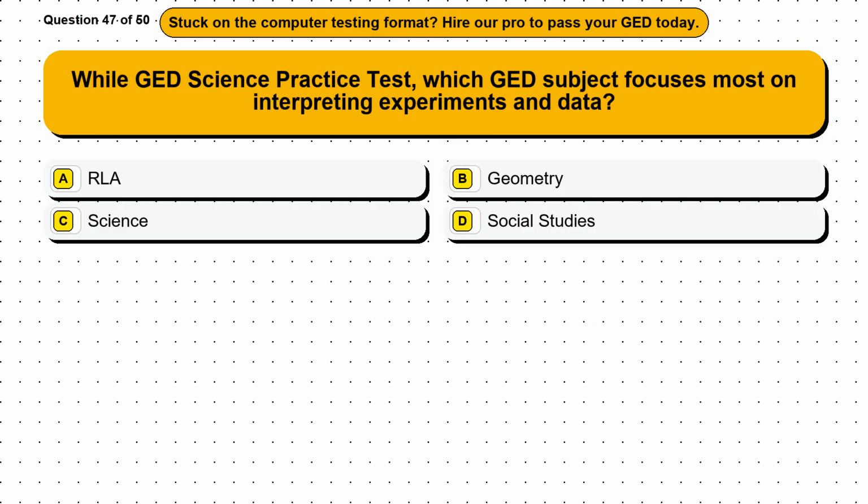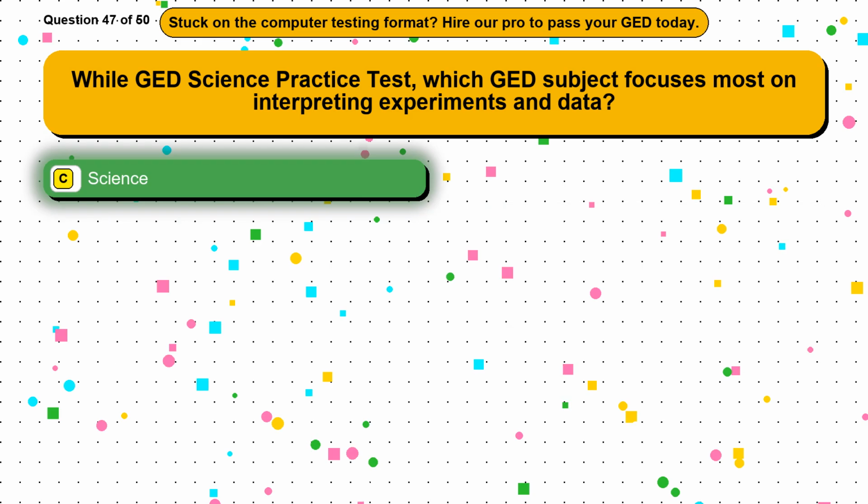Question 47. While GED Science Practice Test, which GED subject focuses most on interpreting experiments and data? Option A, RLA. Option B, Geometry. Option C, Science. Option D, Social Studies. The correct answer is option C.